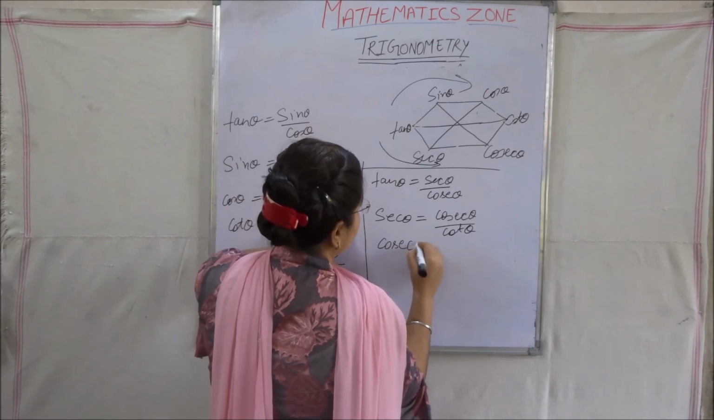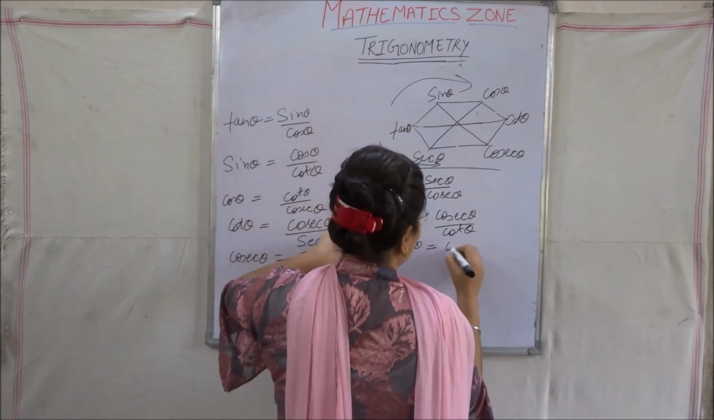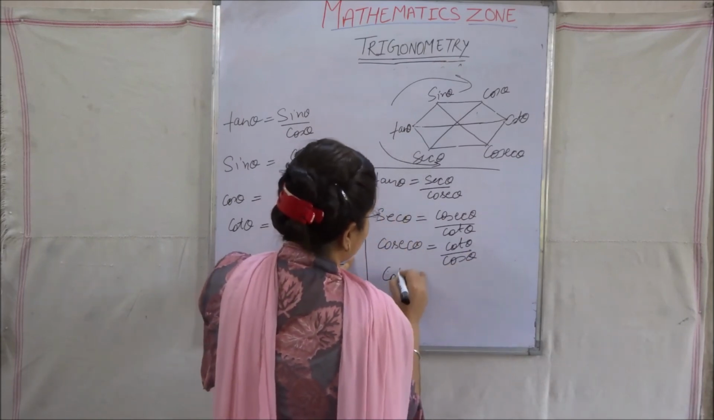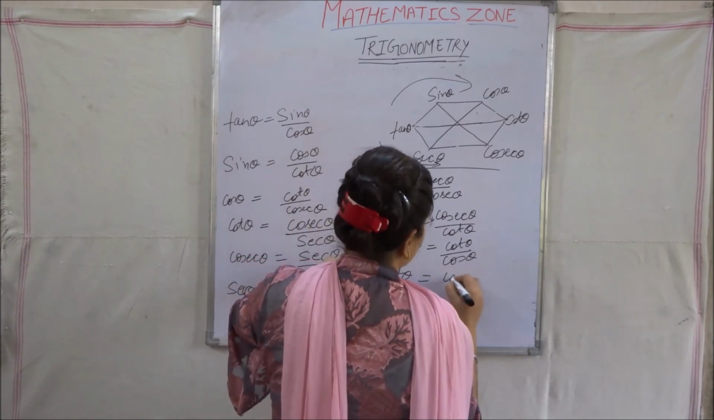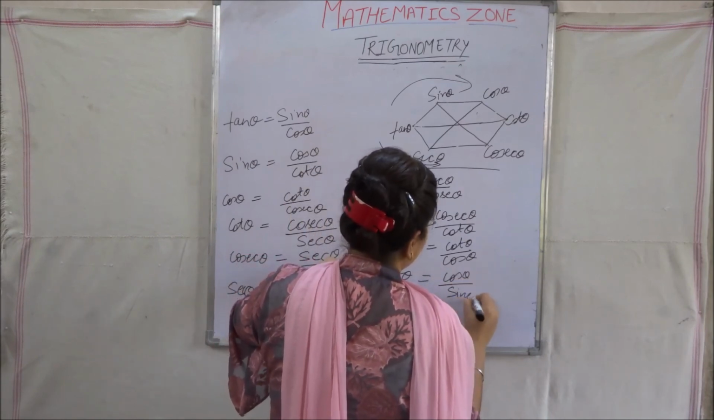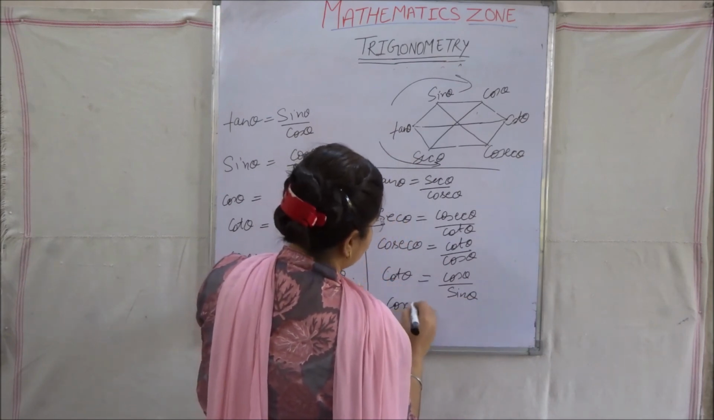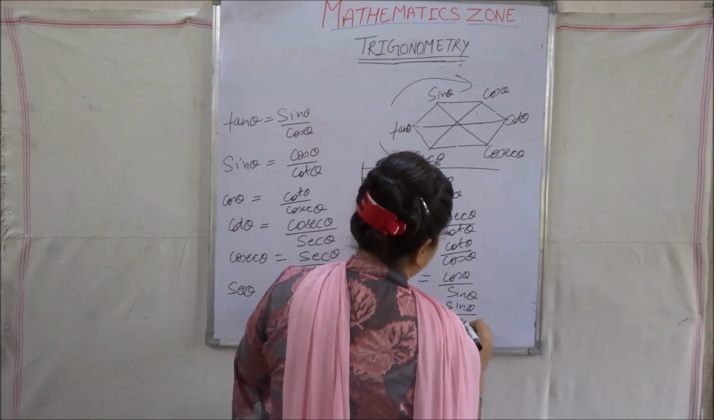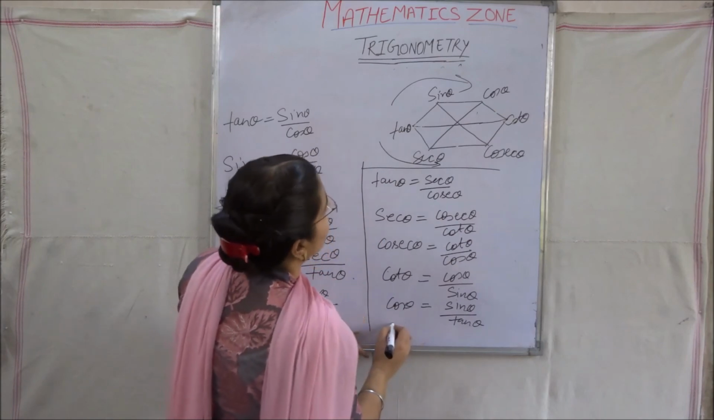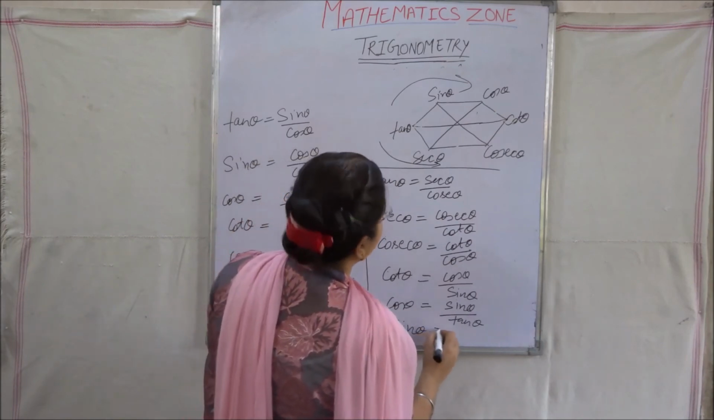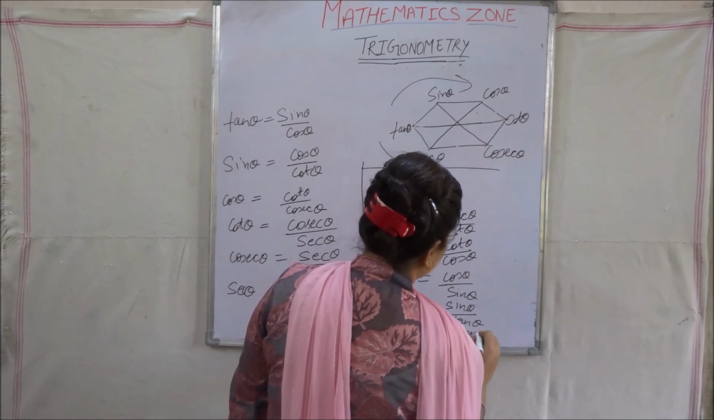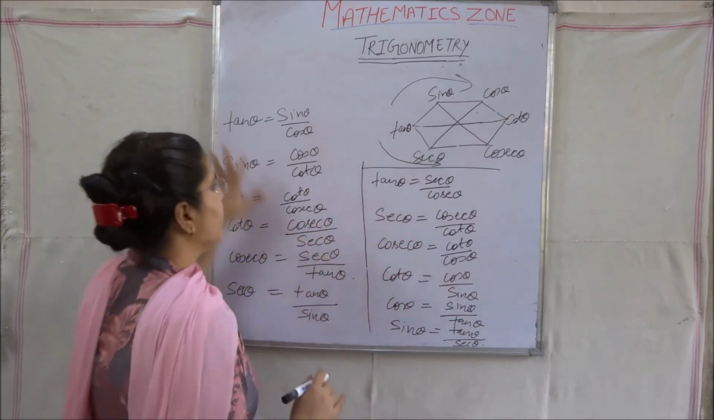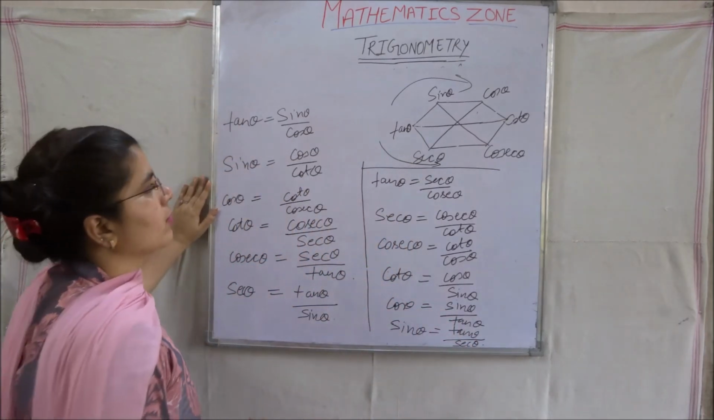Cosec theta will be cot theta over cos theta. Cot theta will be cos theta over sin theta. Cos theta will be sin theta over tan theta. Sin theta will be tan theta over sec theta. So in this way we can derive these 12 formulas in a very easy manner.